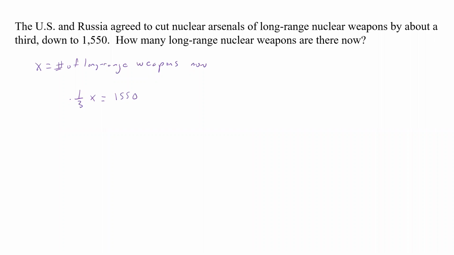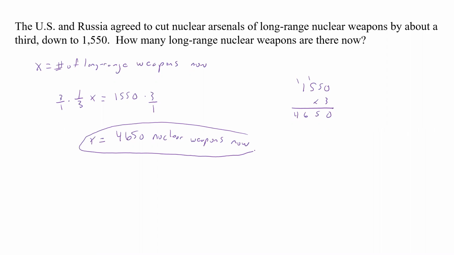So what do we do? Well, we have to multiply by the reciprocal, which is 3 over 1. And so then x is equal to, well, now we just take 1,550 times 3. So that's 0, that's 15, that's 16, that's 4. So 4,650 is going to be nuclear weapons now. Okay, so that's going to be our number of nuclear weapons now. So if we take a third of that, we should get 1,550. So if we divide that by 3, we should get back to the number 1,550.